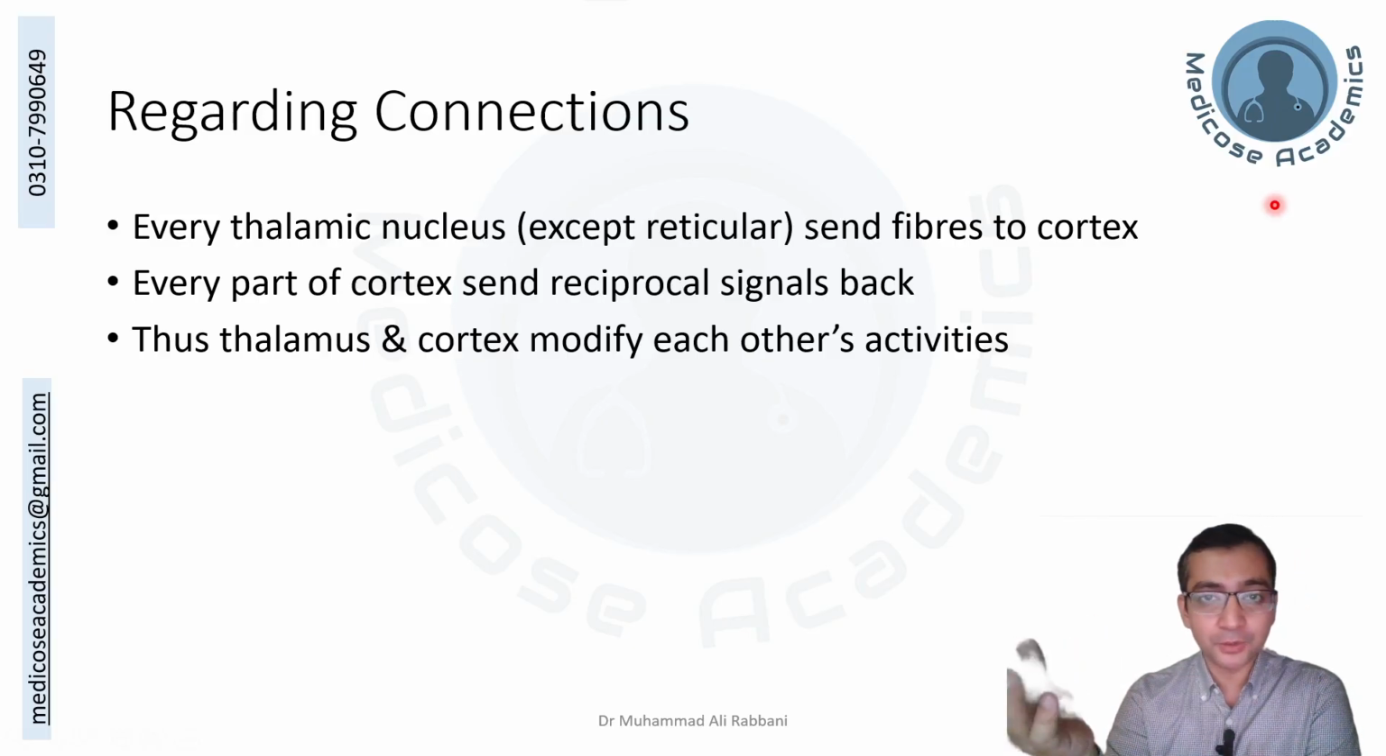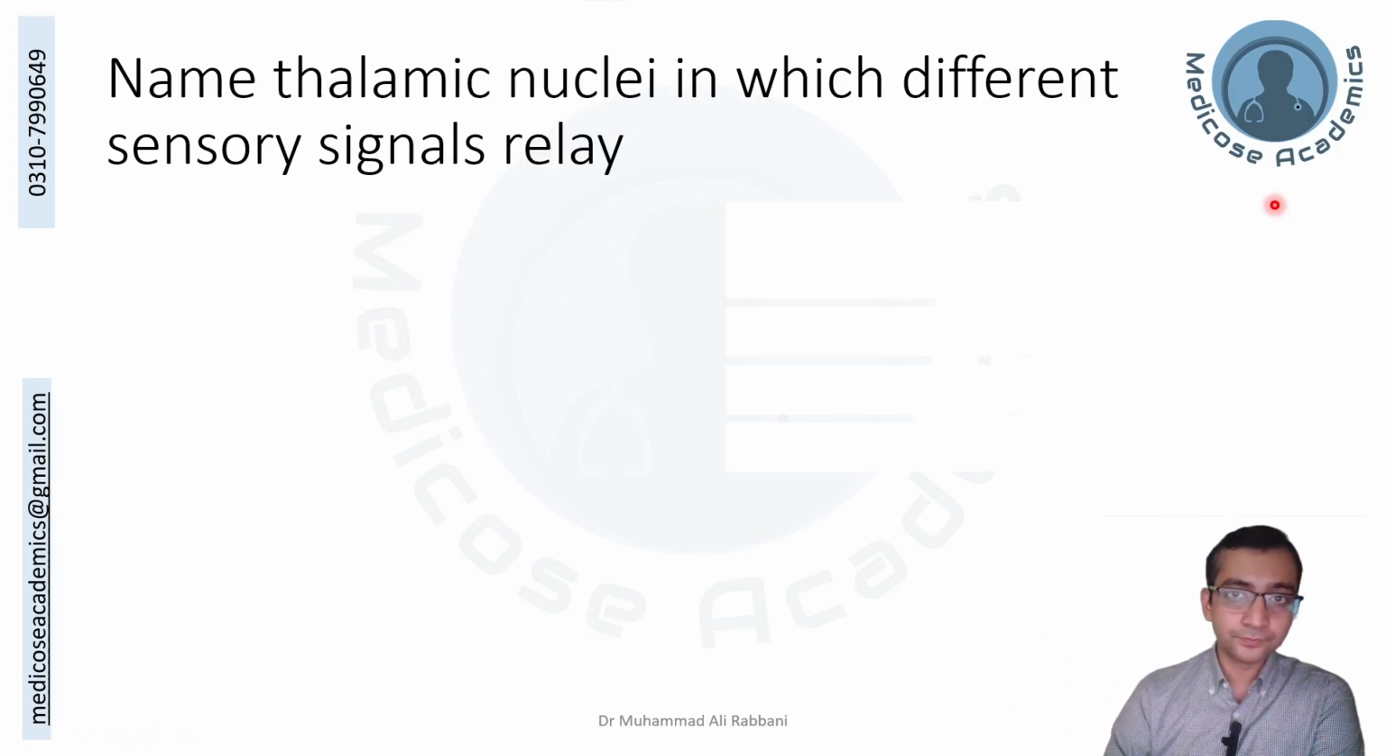So every thalamic nucleus sends fibers to the cortex except the reticular, because its major output is to the thalamus itself. Every part of the cortex sends reciprocal signals back. The thalamus and cortex are continuously in connection and in feedback with one another.